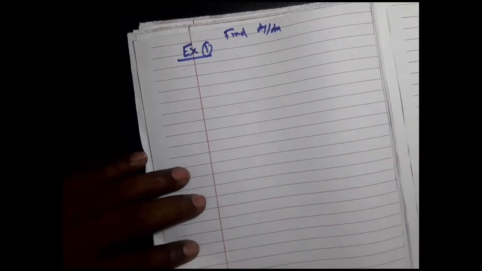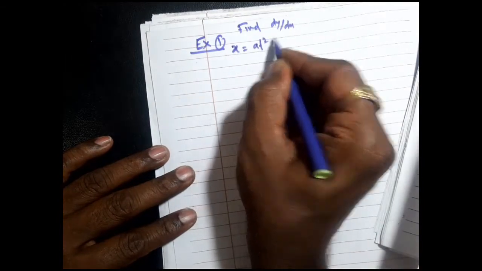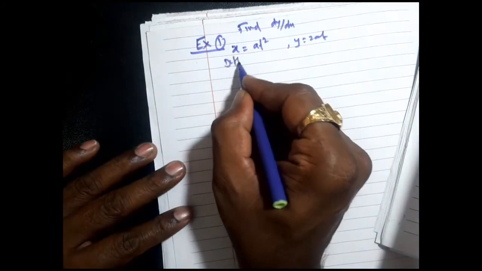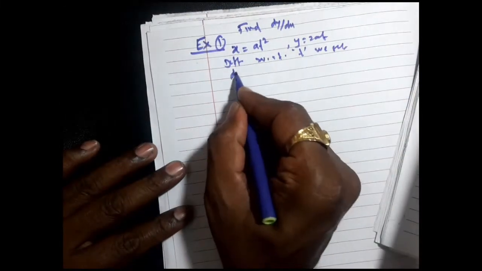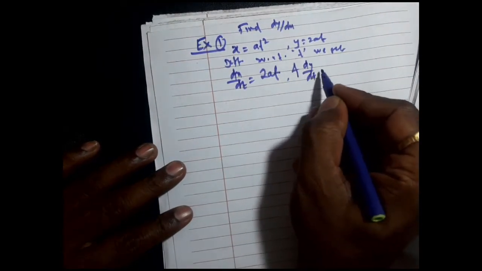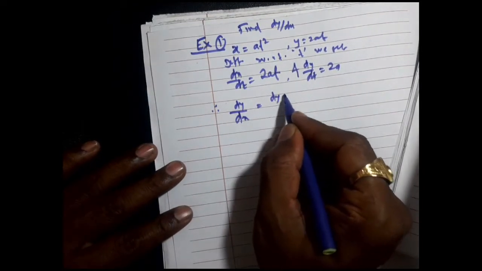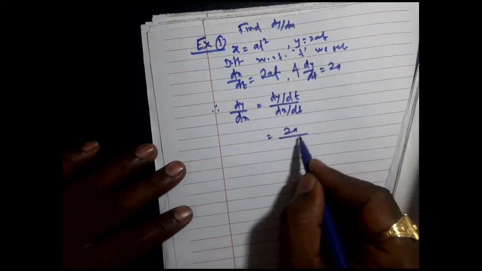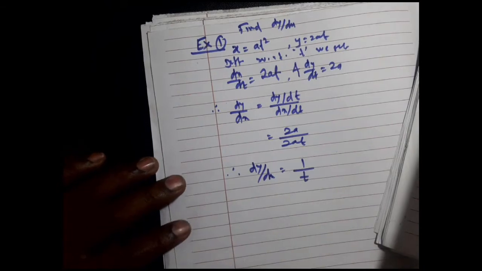Problem number 1, find dy by dx, if x is equal to 2at square, y is equal to 4at. So it is a function of t, the parametric. So differentiate with respect to t, we get dx by dt is 4at and dy by dt is 4a. Therefore, by the parametric form, dy by dx is dy by dt upon dx by dt, that is 2a upon 2at. Therefore, dy by dx is 1 upon t.